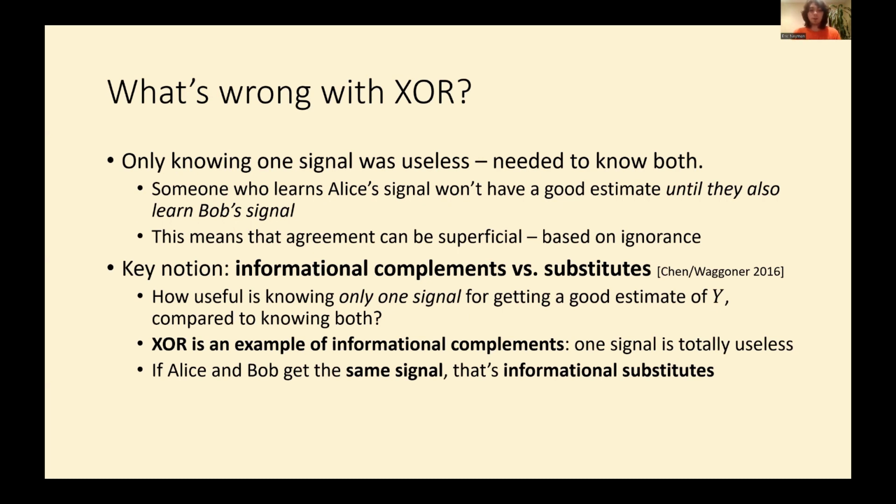This is closely related to a notion called informational substitutes and complements, which intuitively speaking means how useful it is to know only one signal in order to get an estimate of y. As an example, the XOR information structure is an example of informational complements, because knowing only one of the 2 signals is totally useless. On the other hand, if Alice and Bob receive the same signal, then knowing one of those 2 signals tells you everything you need to know. So that's an example of informational substitutes.